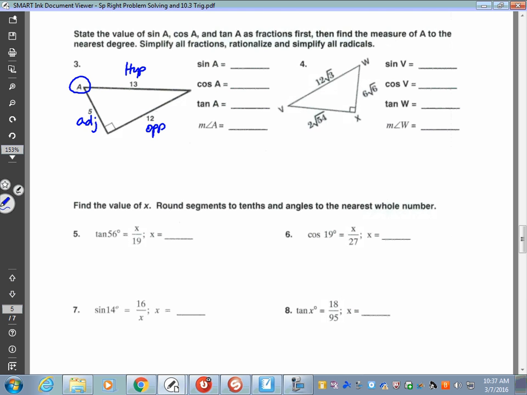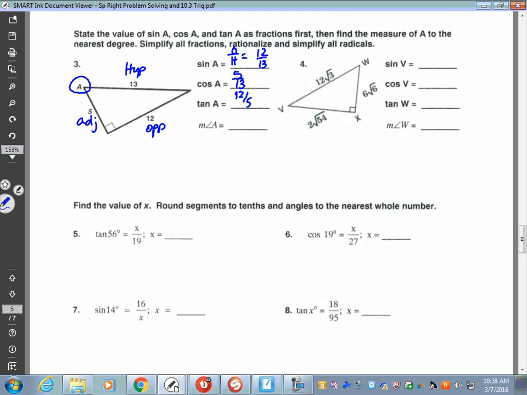So if I'm doing sine of A, sine is what? Opposite over hypotenuse. So give me my opposite value and my hypotenuse value. You just write 12 over 13 and you're done. Can that fraction be reduced? No. So we're done. All right, so cosine of angle A. 5 over 13, because it's adjacent over hypotenuse. And then tangent of A. 12 over 5. It cannot be simplified, so that is our answer.